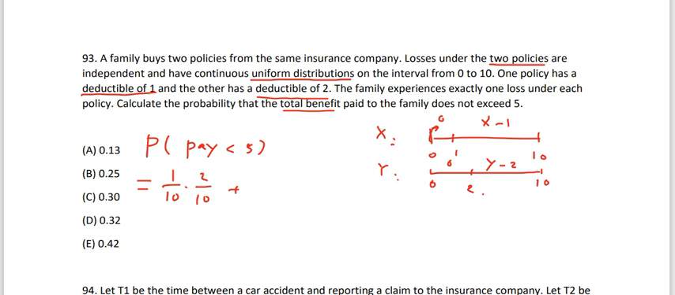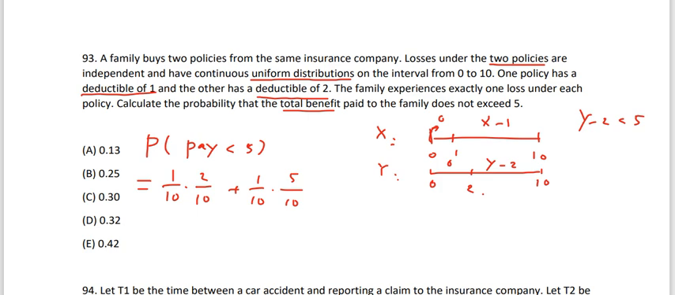Plus, x has no payment, x between 0 to 1, but y has some payment, y larger than 2. The payment is y minus 2, and this y minus 2 must be less than 5, so y is less than 7. This means y is between 2 and 7.